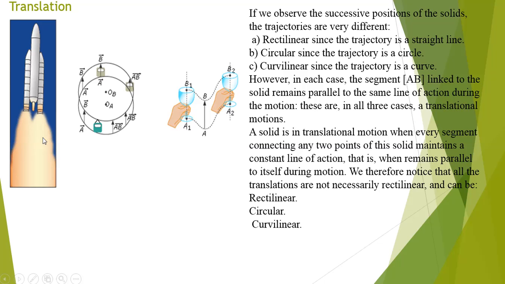In the first figure, the trajectory is straight or rectilinear. In the second figure, it is circular, and in the third figure the trajectory is curvilinear.